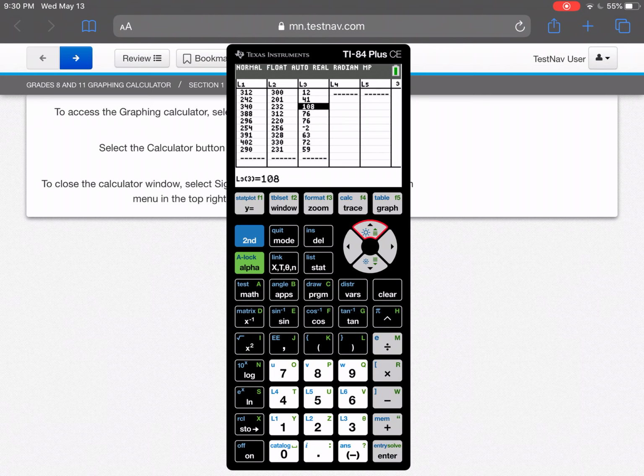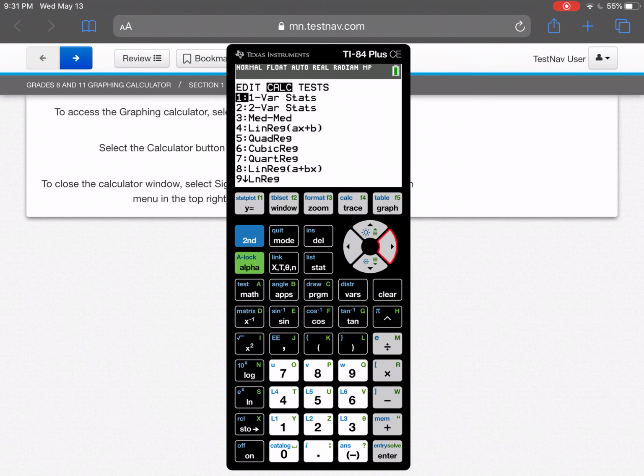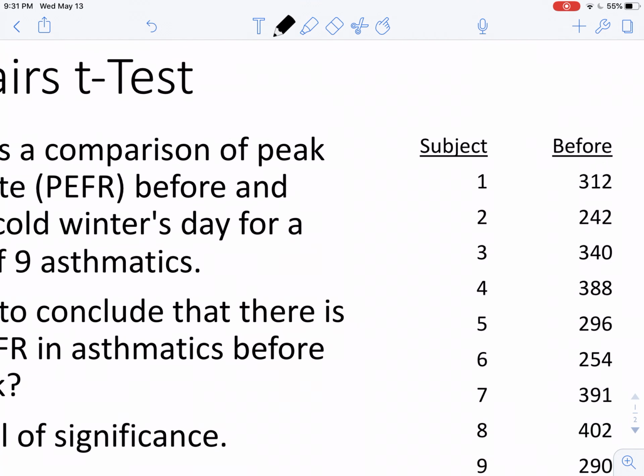I can see my biggest difference looks to be 108. Smallest difference was -2. So there was one person where the after was actually larger than the before, but we can scroll through and take a look at those differences. Then, to get my sample statistics, I'm going to do 1-Var Stats on L3 and go to calculate. Okay, so I have x bar and s. Those are the 2 that I use. I'm going to write those down back on this screen.